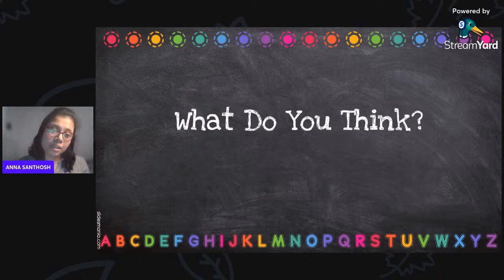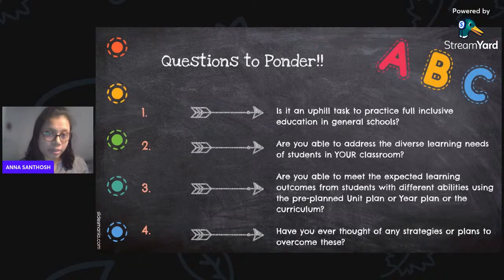So what do you think about inclusion? I just want to know what you think about inclusion. So let's ponder some questions regarding this. I have sorted some questions that we usually have when thinking about inclusive education. So, is it an uphill task to practice full inclusive education in general schools? Are you able to address the diverse learning needs of students in your classroom?